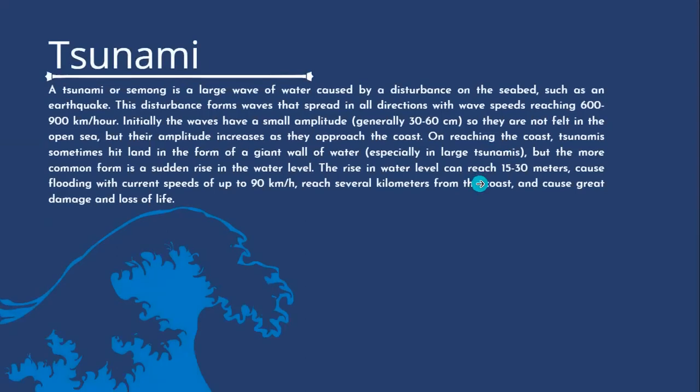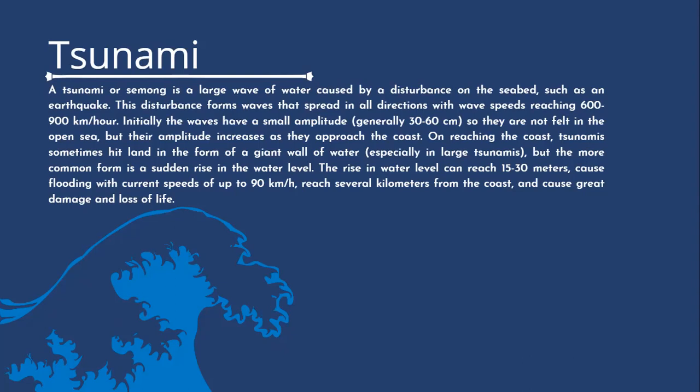A tsunami is a large wave of water caused by a disturbance on the seabed, such as an earthquake. This disturbance forms waves that spread in all directions with wave speed reaching 600 to 900 km per hour. Initially, the waves have a small amplitude, so they are not felt in the open sea.